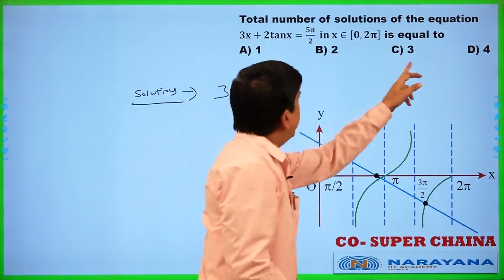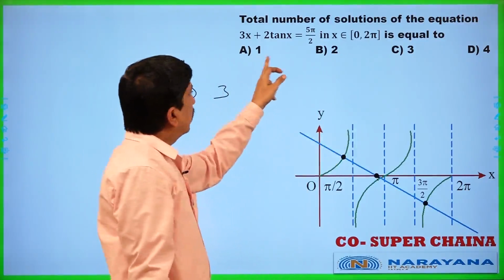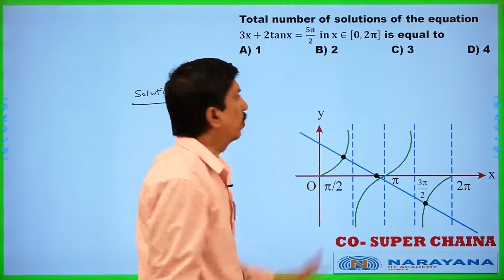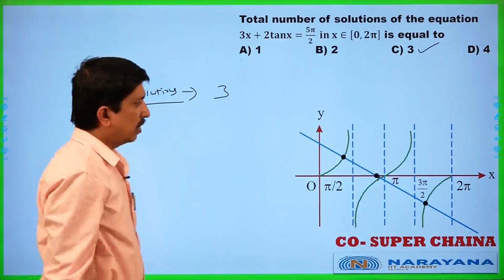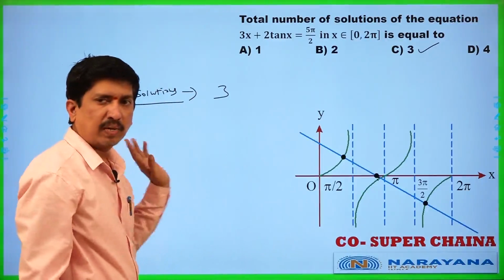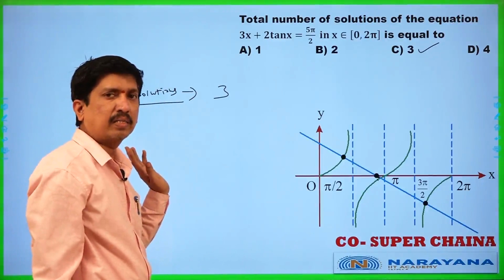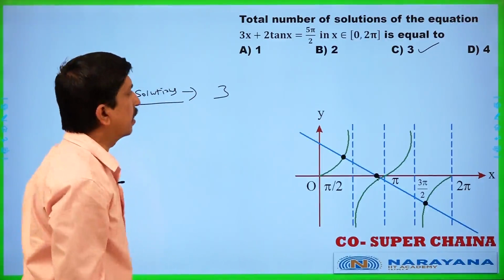So, here there are options: 1, 2, 3, 4. Now, 3 is the right answer. In 3 places only it is cutting. So, 3 is the right answer. Let us move to the next question.